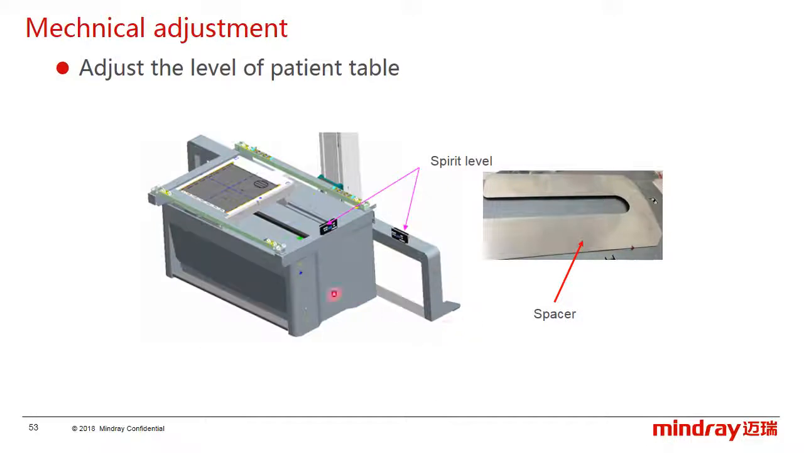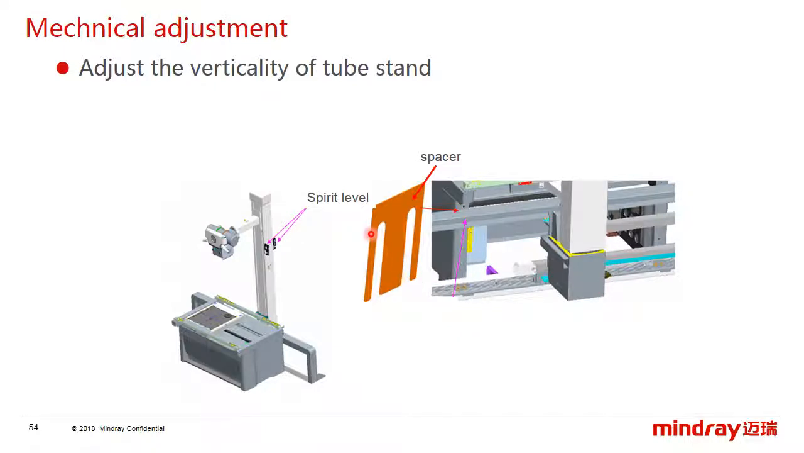Before tightening the expansion bolt under the table, we have to check the horizon of the table by a spirit level, like the picture shows, here and here. If the level is out of the range, we have to adjust the table's level by this spacer, and you can find this spacer in the accessories. The next is the verticality of the tube stand. Use a spirit level also. Check the level like the picture here.